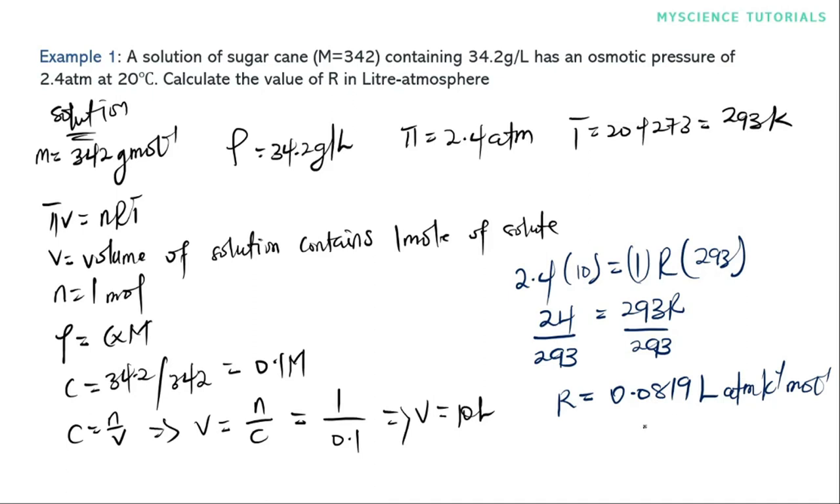So we can see that the value of the R that we calculated is very close to the one that I originally gave at the beginning of this tutorial, which is 0.0821. So we can see the difference between this and this is plus or minus 0.0002. Okay, so this is the value of R, and we use this as the standard value when we are doing calculations and we are not given R.